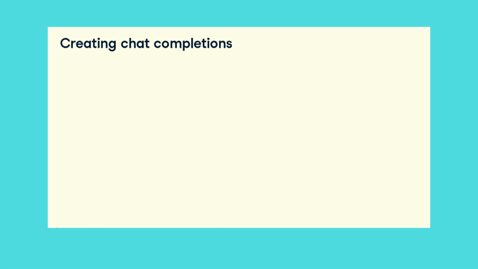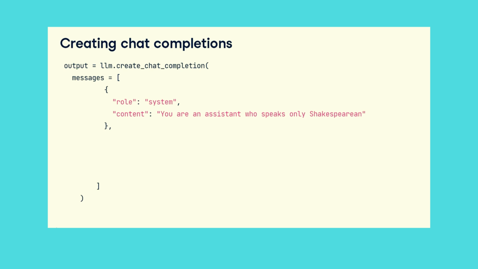Chat completion makes the LLM more conversational. We start by calling create_chat_completion and passing a list of messages, which contains a sequence of the conversation so far. Each element in this list has a role, user, system, or assistant. The content is the message being passed.